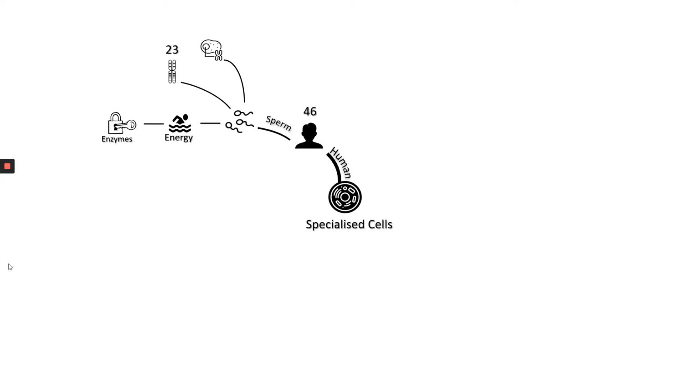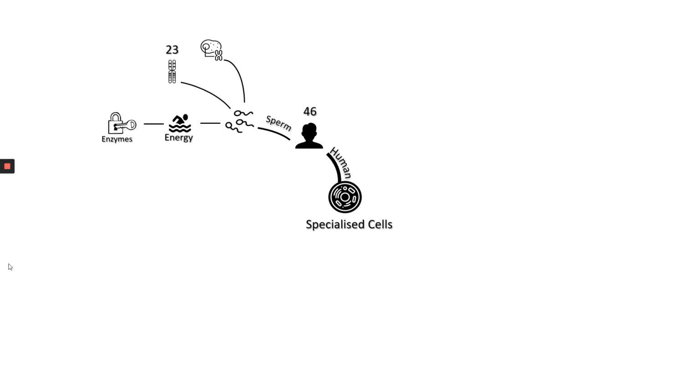So our first branch is all about the humans. We're looking at specialised cells within humans. Now we have 46 chromosomes, 23 pairs, and they occur in sperm. Sperm are one of the specialised cells which we look at, and they're specially adapted with tails, flagellum, enzymes in the acrosome in the head of the sperm, and mitochondria for respiration, for energy.